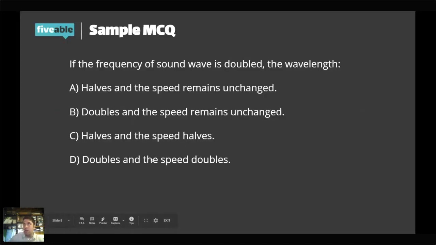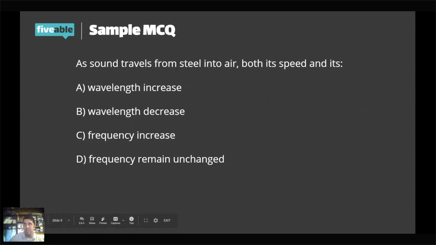All right, so our best answer for this one is choice B, going from fast material that's dense to slow material that's less dense. Both its speed and its wavelength will decrease. Choice B.